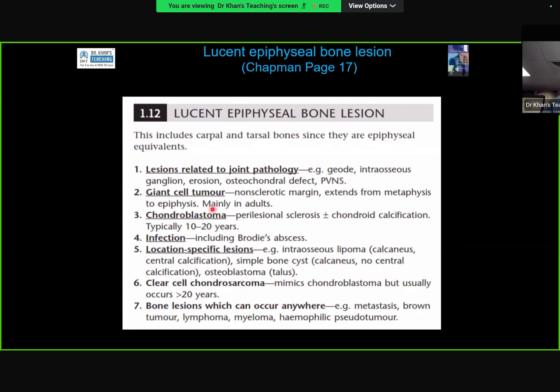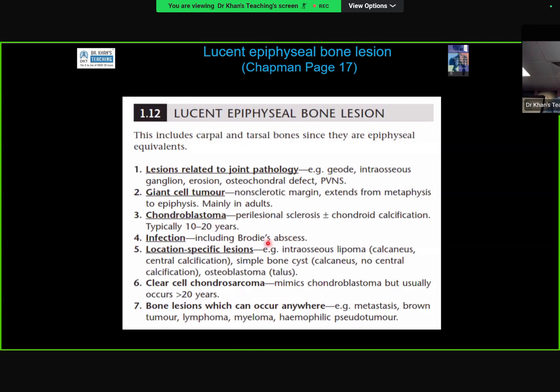Now, multiple myeloma, by the way, you could not say in a 45-year-old, don't say that. Now, this is a lucent epiphyseal bone lesion, and there are lesions which are related to the joint. Giant cell tumor is there, which has a non-sclerotic margin and extends to the metaphysis mainly. Chondroblastoma is in the young age group.